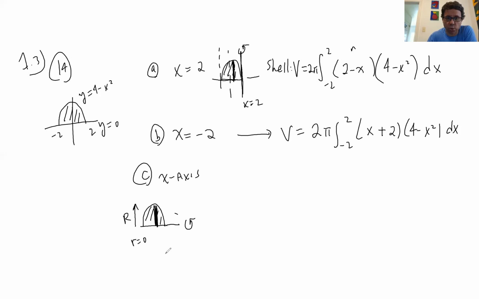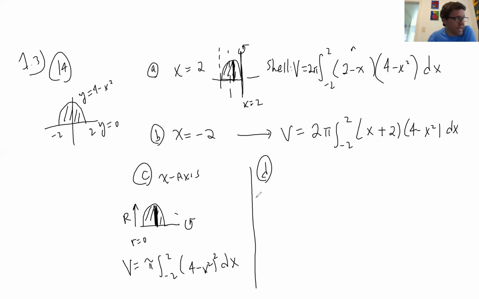So that means it's truly just a disk method where the volume will be pi, the integral from negative 2 to 2 of the big radius, which is 4 minus x squared, squared. There is no little radius to subtract off because it's 0.